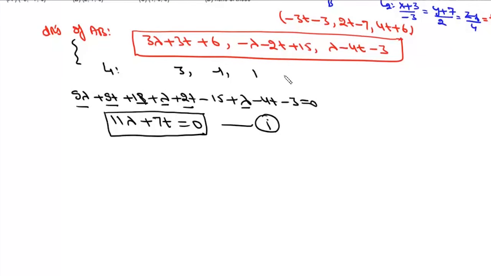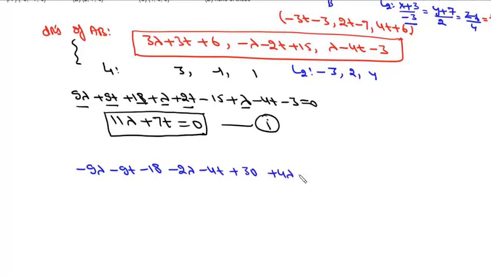Now this AB is also perpendicular to L2, and the direction ratios of L2 are minus 3, 2 and 4. So again the dot product is 0. So we'll get minus 9 lambda minus 9t minus 18 minus 2 lambda minus 4t plus 30 and plus 4 lambda minus 16t minus 12 equals 0. Now this is minus 9 lambda minus 2 lambda and plus 4 lambda.